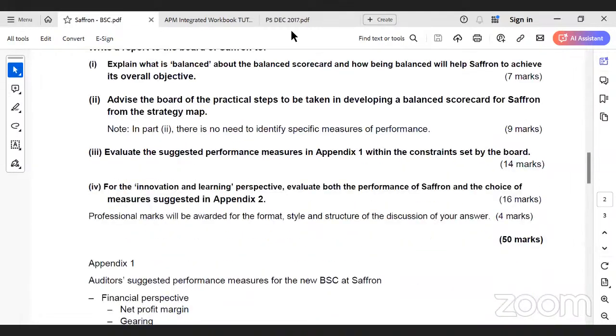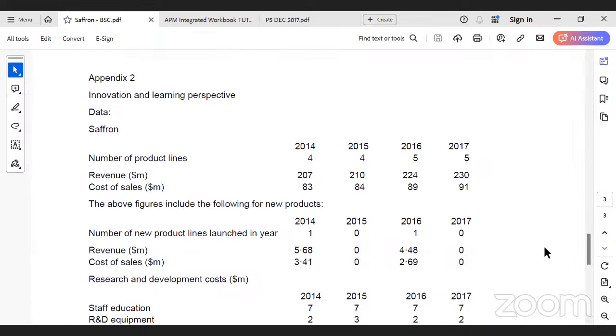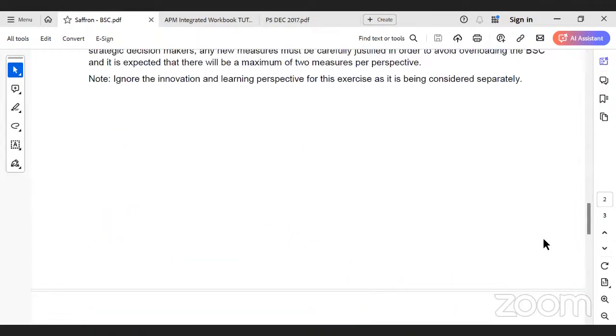The innovation and learning perspective: evaluate both the performance of Saffron and the choice of measures suggested in Appendix 2. That's why innovation and learning was not taken here. It was taken separately, right? Evaluate both the performance of Saffron and the choice of measures suggested in Appendix 2. There's a big link in the case study to read.